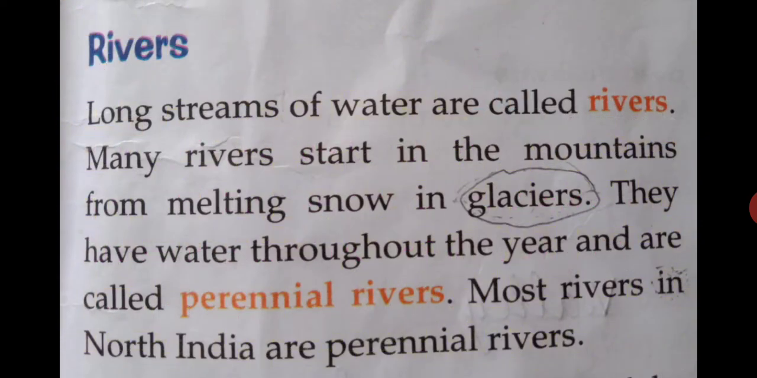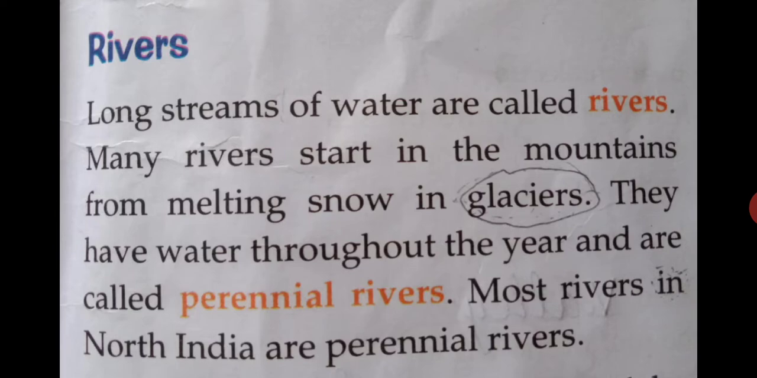Rivers. Long streams of water are called rivers. A large natural flow of water that goes across land and into the sea. Many rivers start in the mountains from melting snow in glaciers. They have water throughout the year, and these rivers are called perennial rivers.